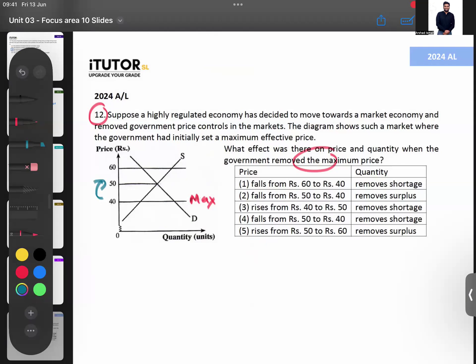And what happens to the shortage? Right now there is a shortage of goods. What do you think happens to that shortage? That shortage will get removed. Now you go back into equilibrium. So which one is your answer then? Answer number 3. Rises from 40 to 50 and removes the shortage.